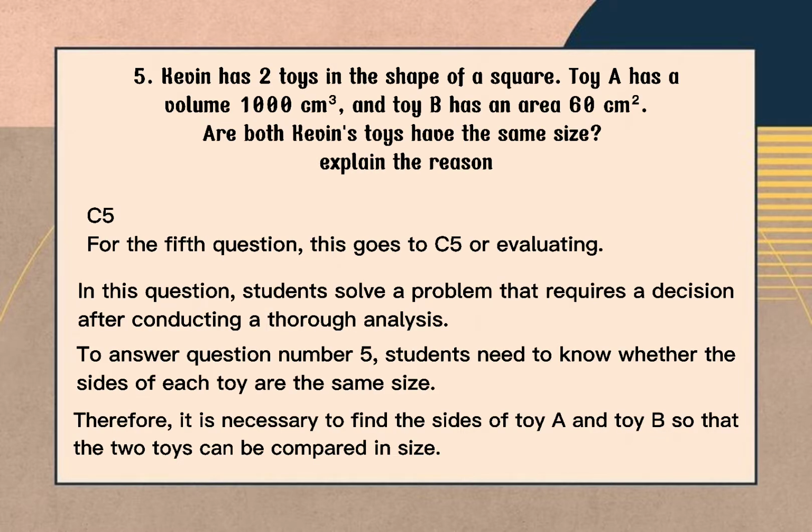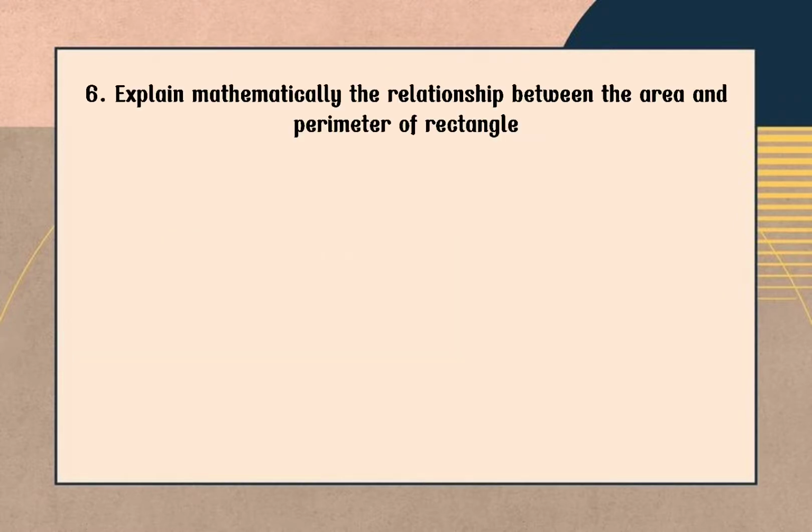In this question, students solve a problem that requires a decision after conducting a thorough analysis. To answer question number 5, students need to know whether the sides of each toy are the same size. Therefore, it is necessary to find the sides of toy A and toy B so that the two toys can be compared in size.